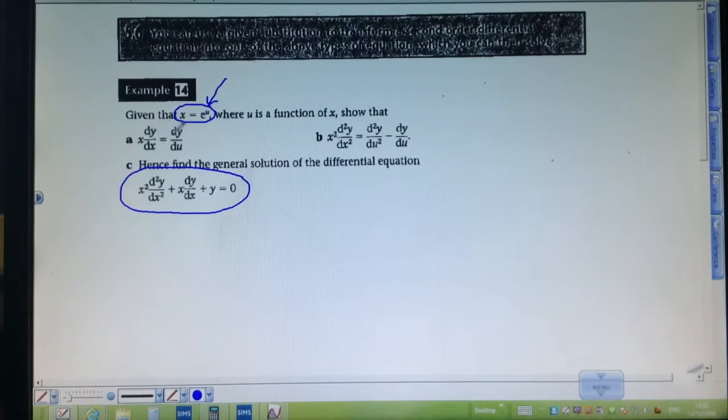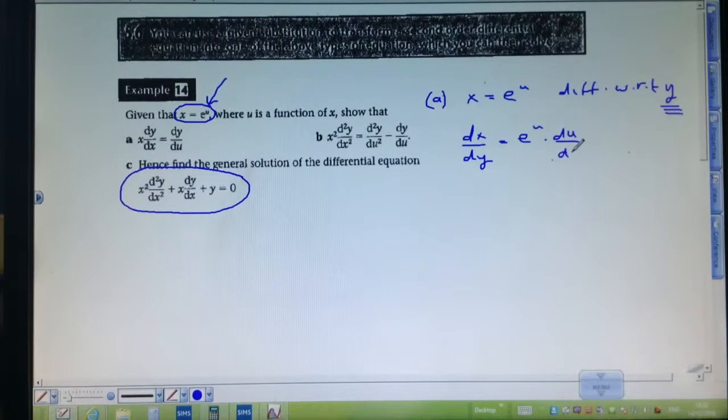You can see there's mentions of y here, and there's no mention of y within the substitution, so we're going to have to involve it by differentiating with respect to y. So we're going to start off part A. We're going to get x equals e to the u, and we're going to differentiate it with respect to y. Okay, and what you end up with is dx by dy, and by chain rule, you differentiate that, you end up with e to the u, but you must times it by the differential of the thing inside, which is du by dy.